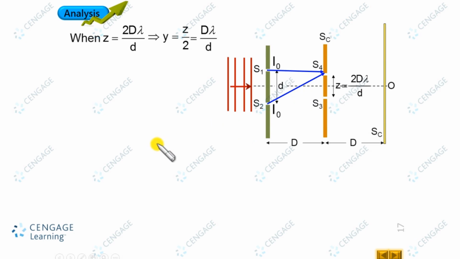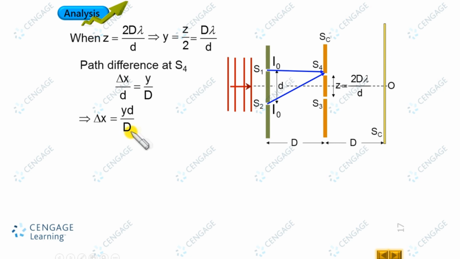So we can write the path difference at S4. We have the standard Young double slit experiment formula, that is delta x, where delta x is the path difference between these two waves. Delta x divided by small d equal to y divided by capital D. That means delta x equal to y small d divided by capital D.